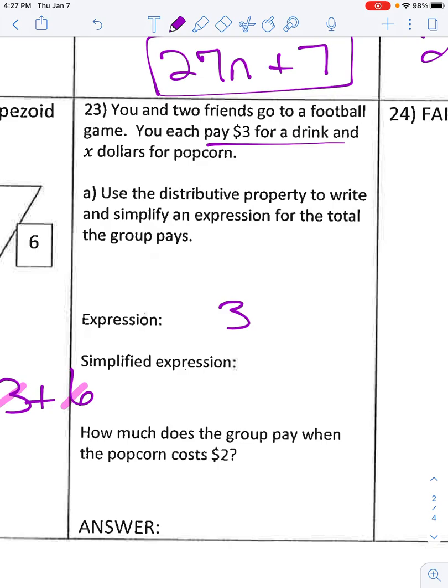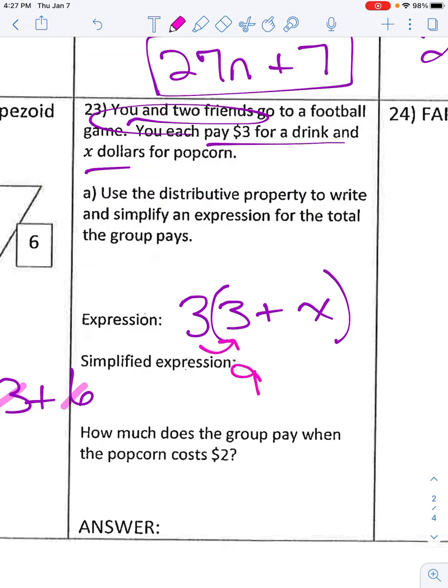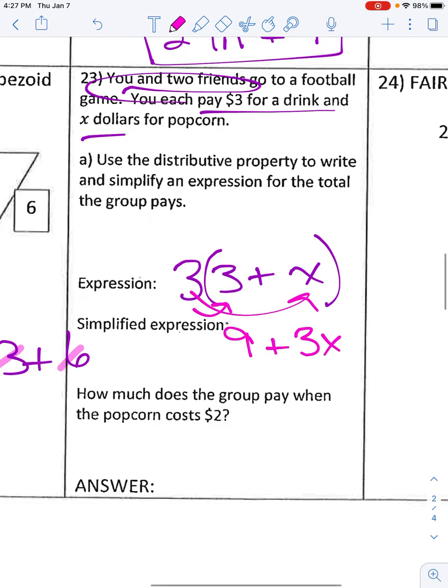Okay, so the expression is, let's see, we pay $3 for a drink and we pay x dollars for popcorn. Think of yourself. I have to pay $3 for my drink, and I have to bring x more dollars for the popcorn. Now, to figure out the total, there's 3 of us, so I'm going to multiply that by 3. So there's the expression. And then to simplify it, 3 times 3 is $9 for the drinks and 3x, 3 times some amount for the popcorn.